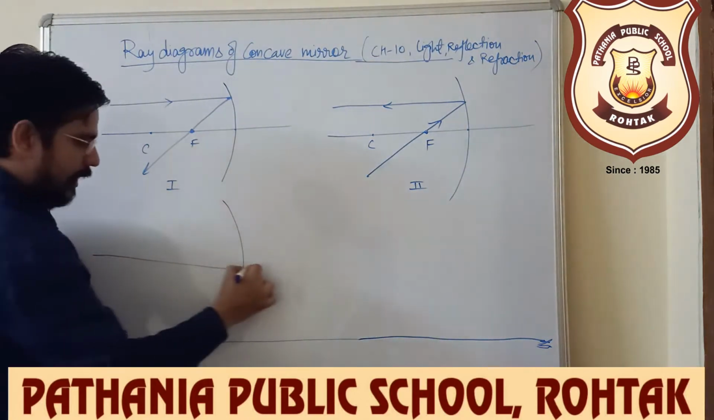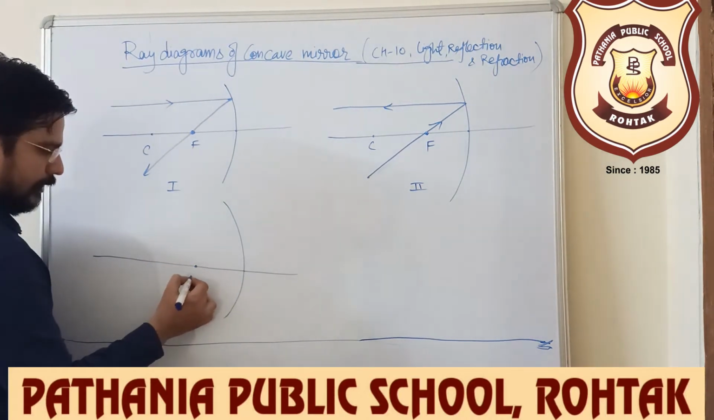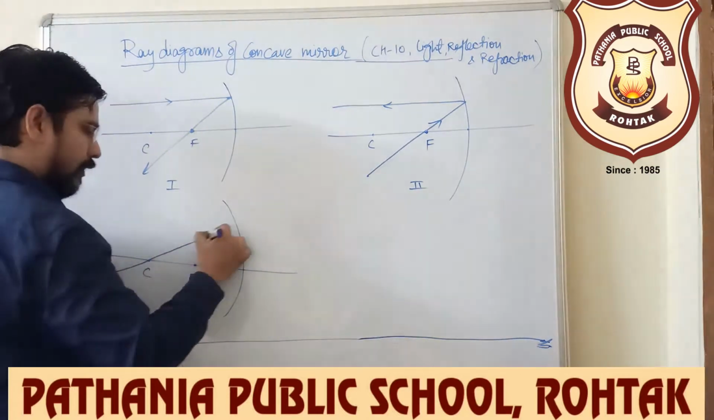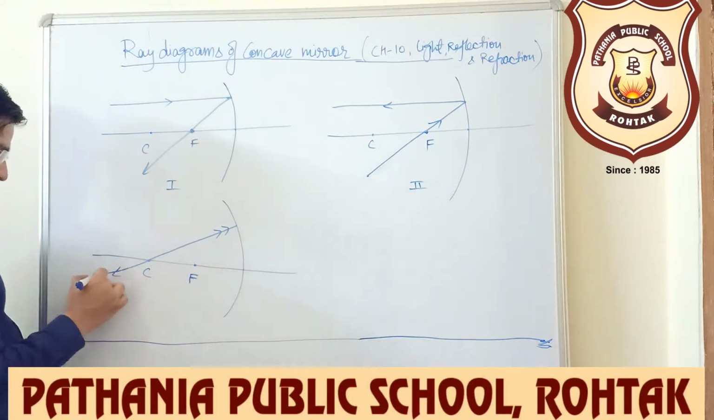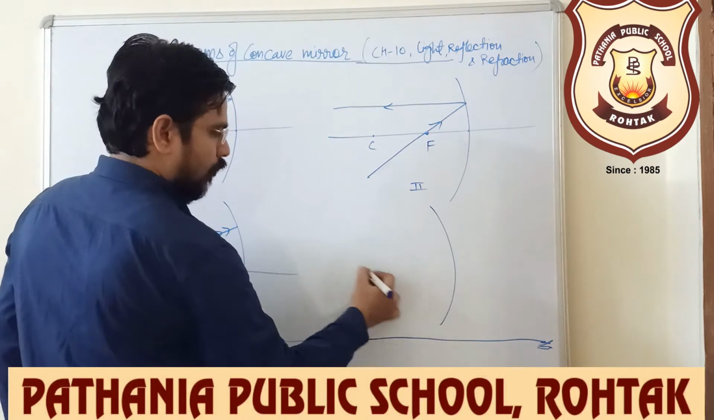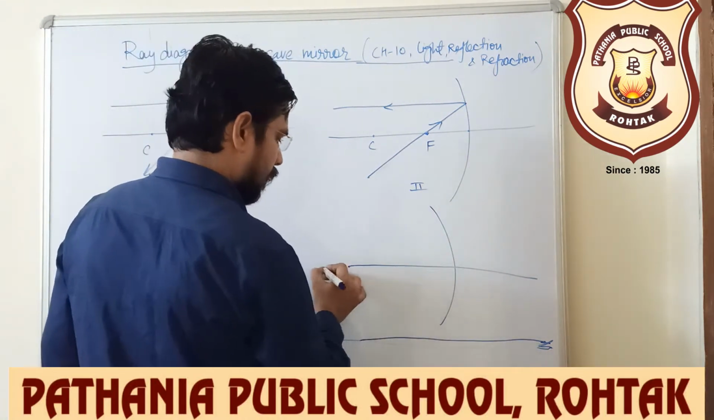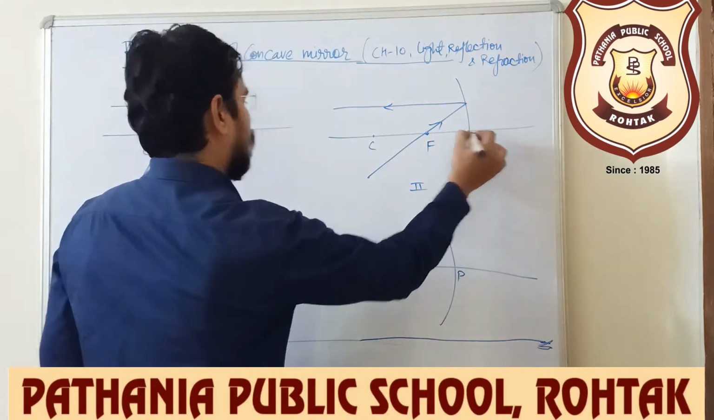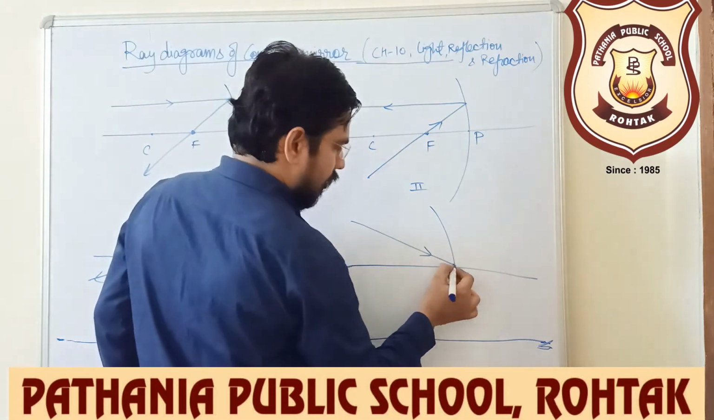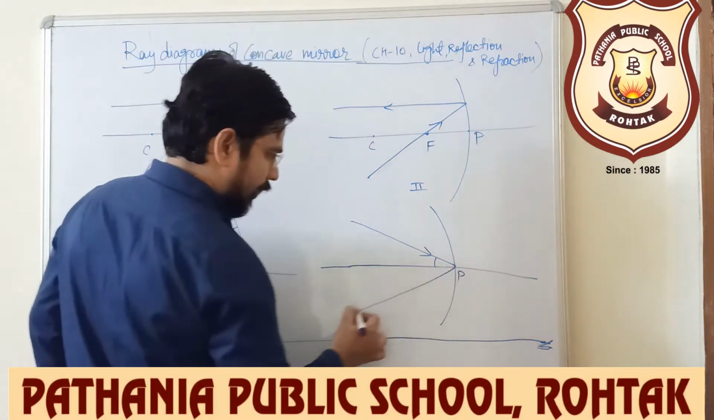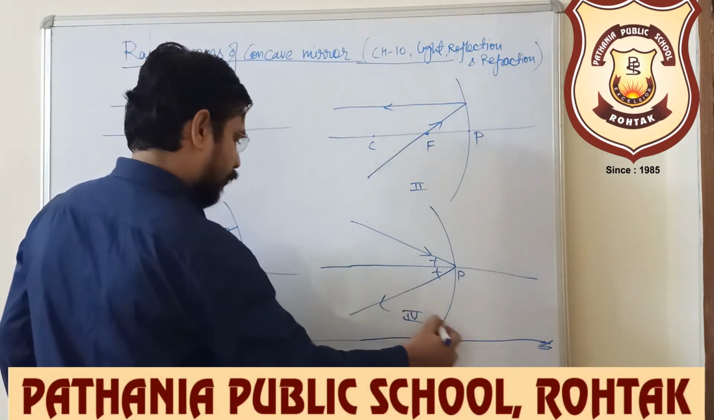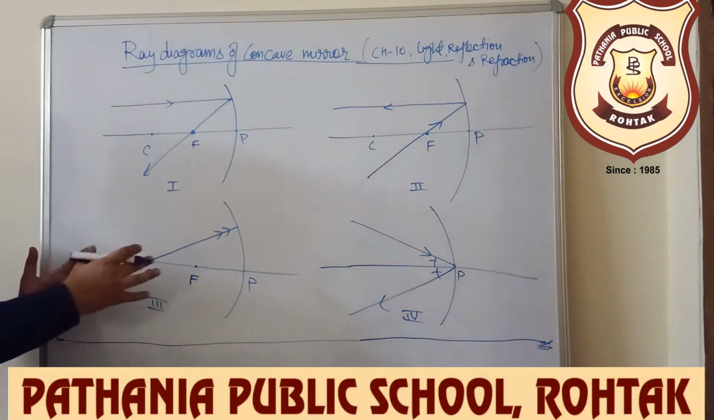The third rule says that if a ray of light is coming through center of curvature, it retraces back the same path. That is our third rule. And the fourth rule says if any ray of light, these are the poles, is incident at pole making some angle with the principal axis, it reflects back making the same angle with the principal axis. That is rule 4. So these are 4 rules which you need to remember.